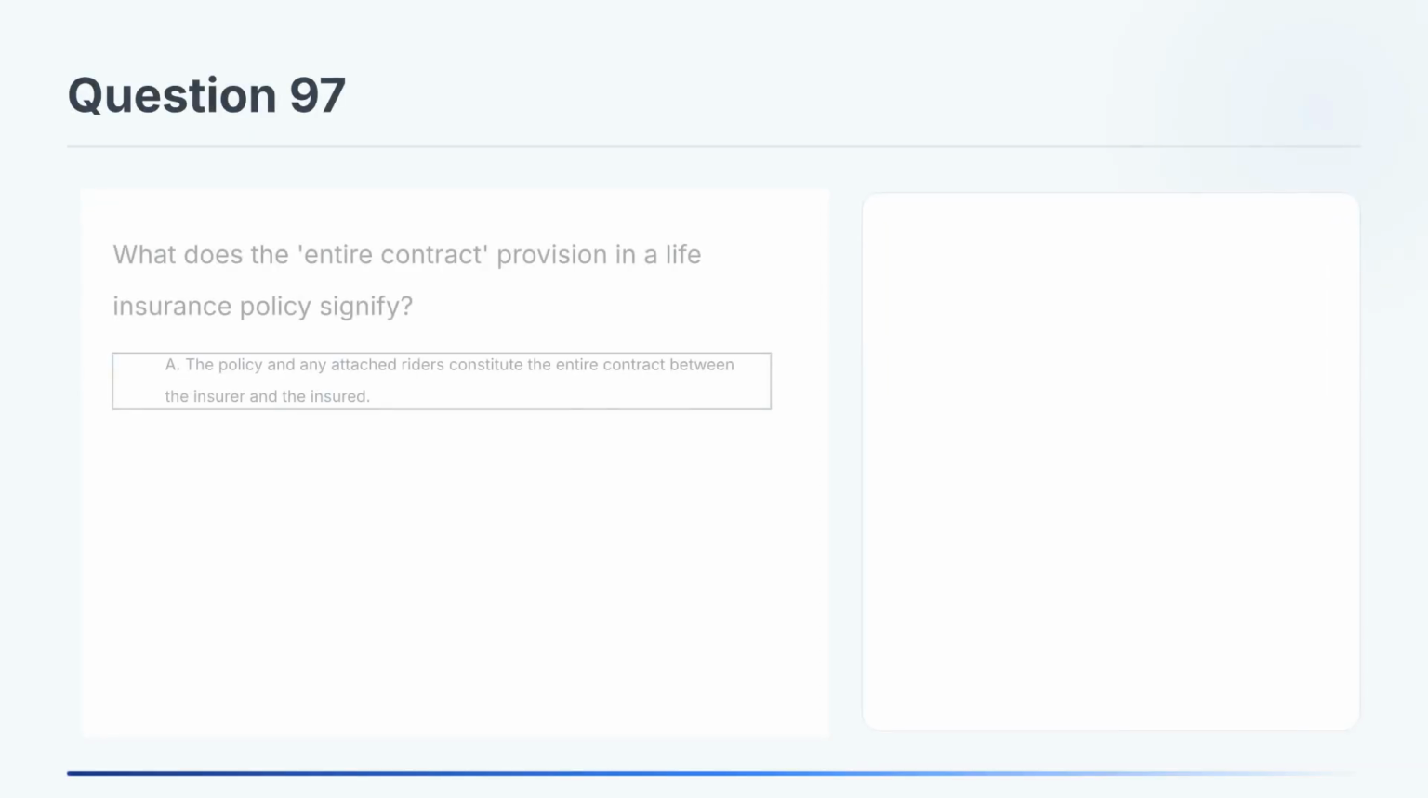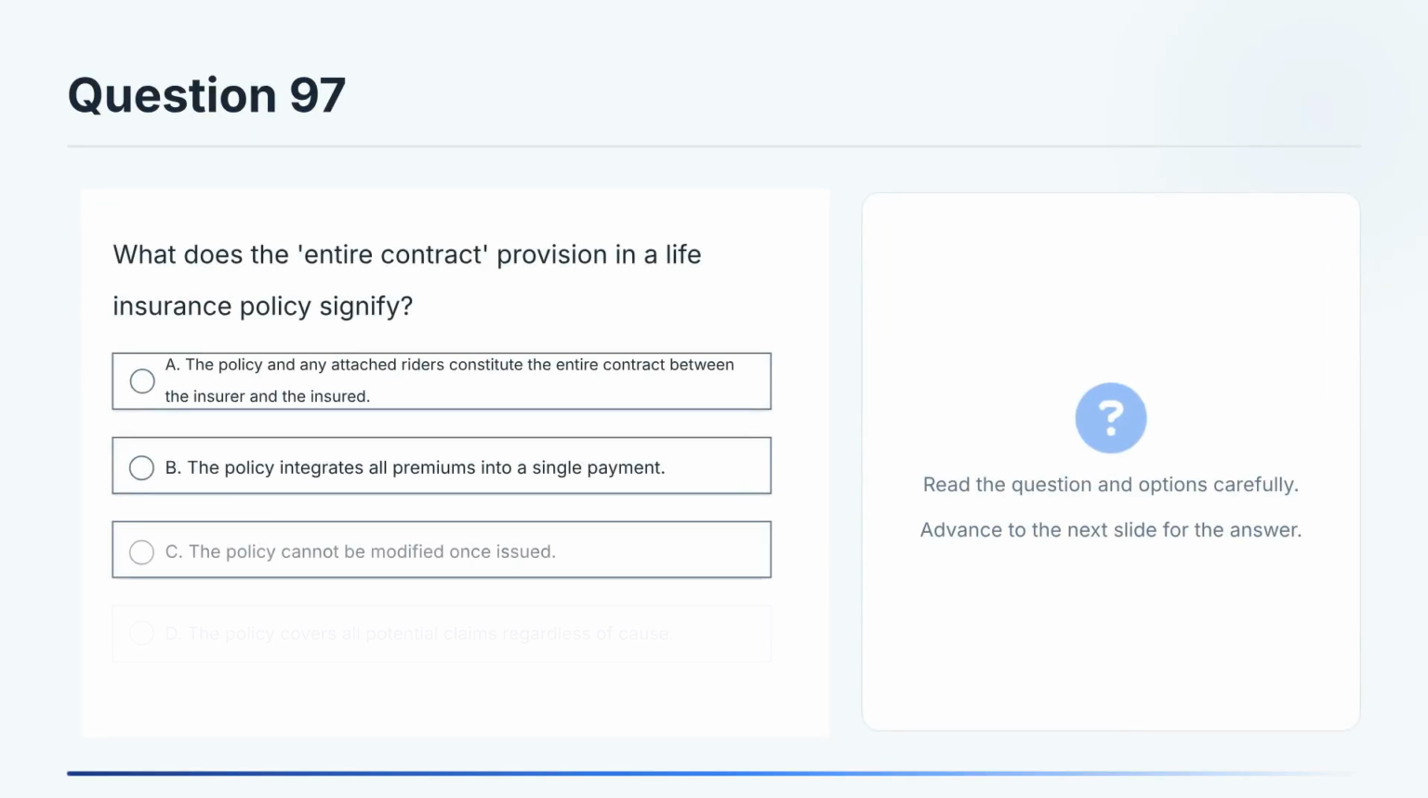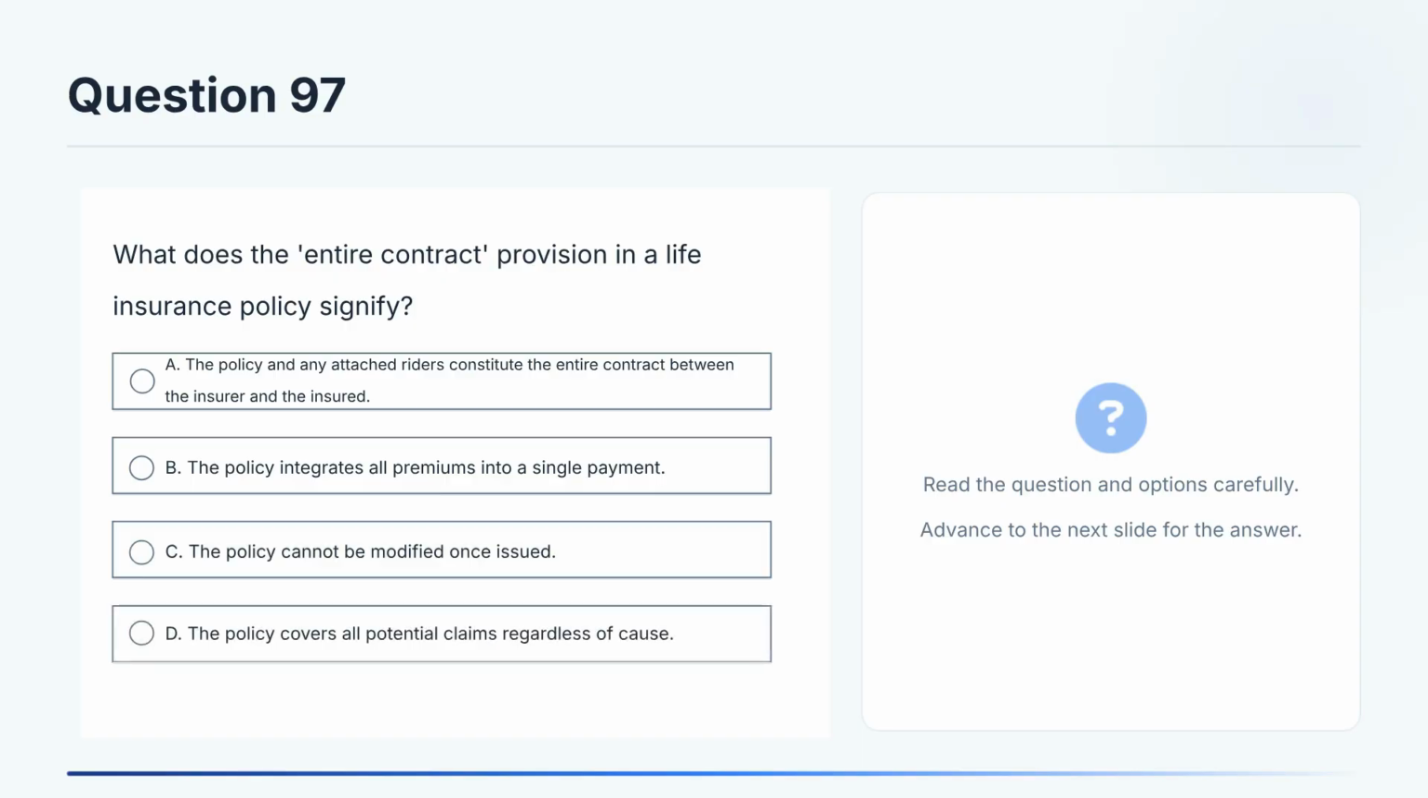Question 97. What does the entire contract provision in a life insurance policy signify? A, the policy and any attached riders constitute the entire contract between the insurer and the insured. B, the policy integrates all premiums into a single payment. C, the policy cannot be modified once issued. D, the policy covers all potential claims regardless of cause.